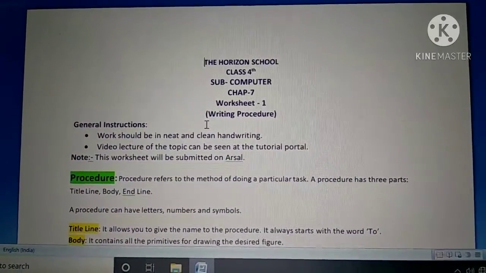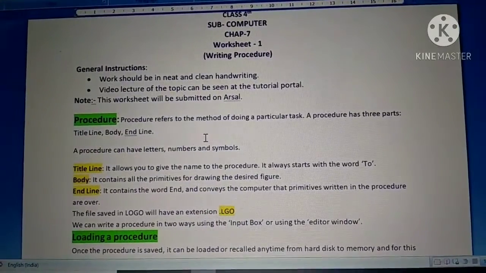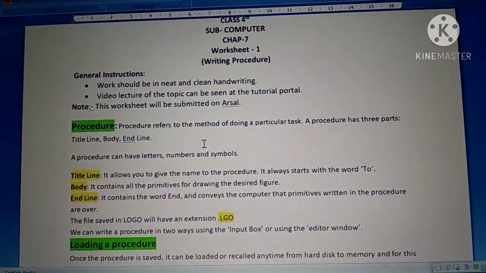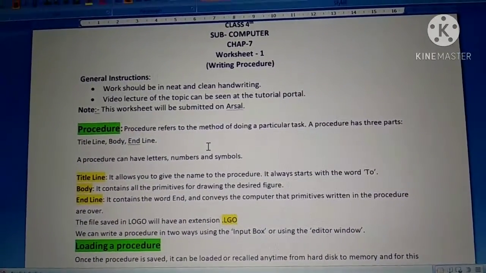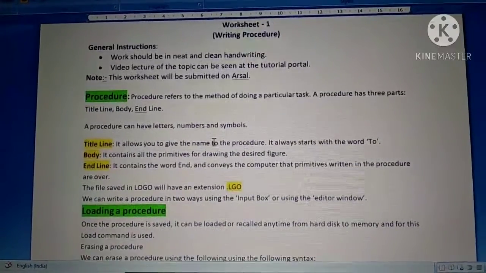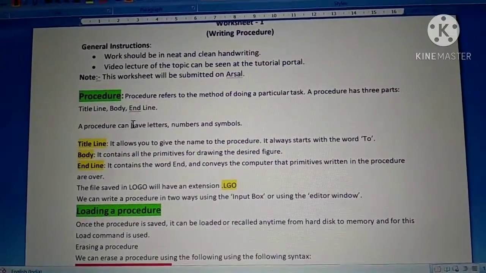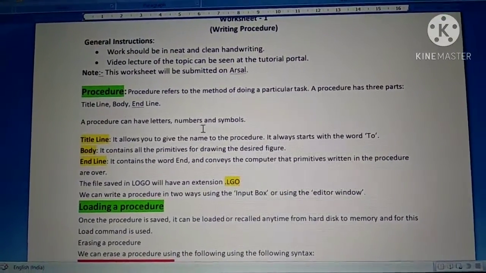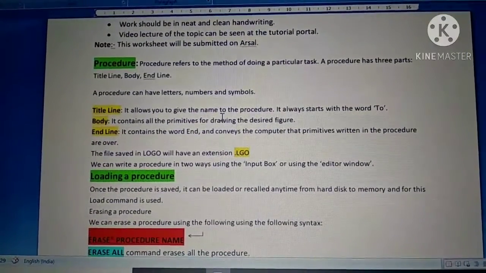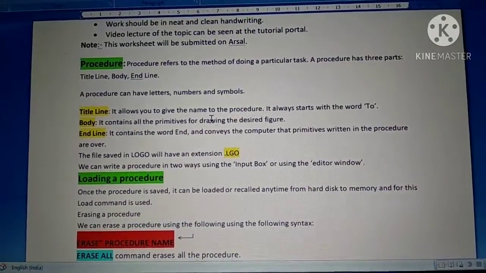We have already discussed that a method of doing a particular task is a procedure, and a procedure has three parts, that is title line, body and end line. Next, a procedure can have letters, numbers and symbols. First are the letters, then numbers and symbols. Next, title line. Title line is the title of a procedure, and it always starts with the word "to".